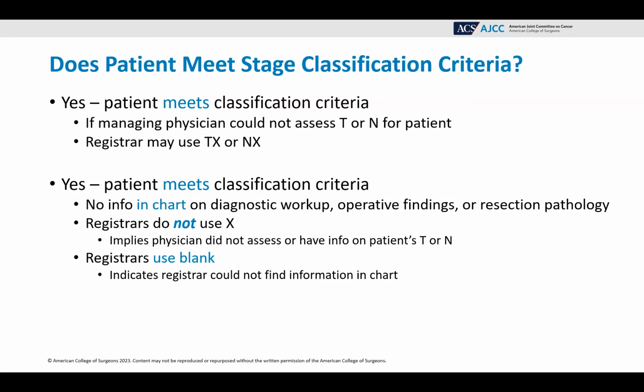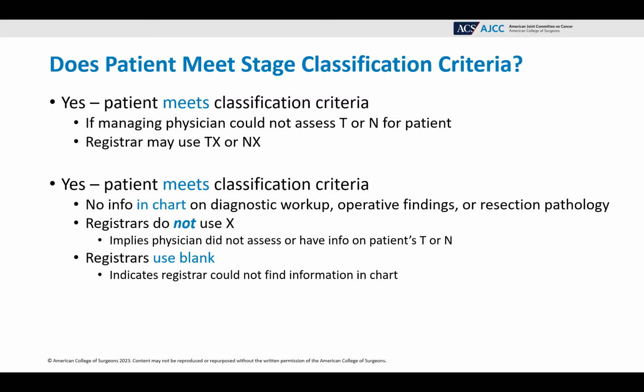And if yes, the patient meets that classification criteria, and there is no information in the chart, in the medical record, on either the diagnostic workup for clinical staging or the diagnostic workup, operative findings, or resection pathology information for pathological staging, registrars do not use X because that would imply the physician did not assess or have information on the patient's T or N. The registrars must use blank. Indicates the registrar could not find the information in the chart.